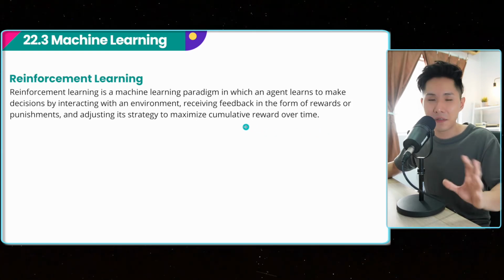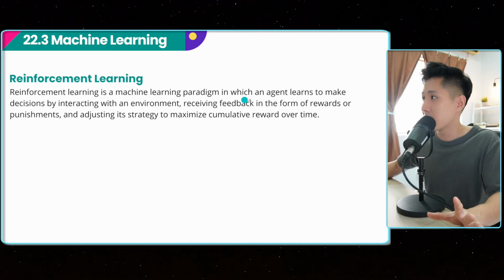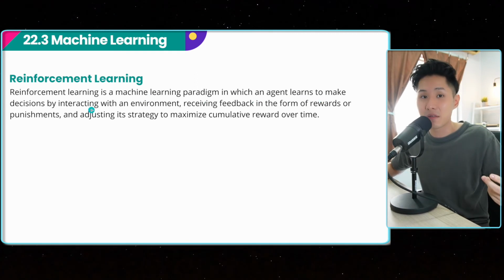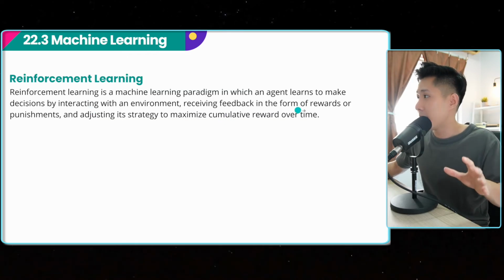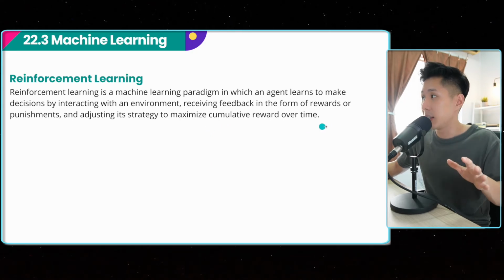Alright, the next field of machine learning is reinforcement learning, which is a machine learning paradigm in which an agent learns to make decisions by interacting with an environment, receiving feedback in the form of rewards or punishments, and adjusting its strategy to maximize cumulative reward.